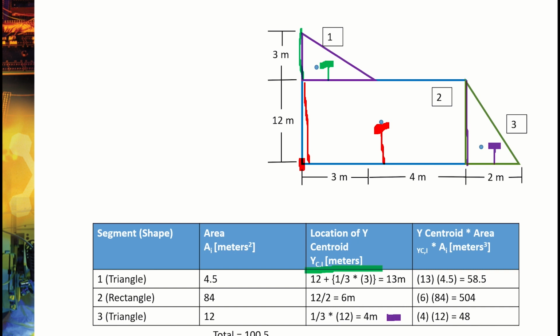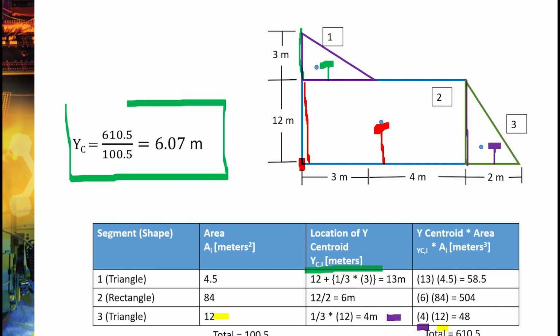Again, what we do is we take our value here of 4, we plug that in there, and we multiply that by the area of that particular shape. And we do this 3 times for all of our different shapes, and we develop a final answer and find that the total of y times the area of each shape yields us a value of 610.5. To compute the center of mass of this system in the y direction, we simply take the sum of y_i times A_i divided by the total area for the system, and what we compute is a final answer that y is equal to 6.07 meters right here.